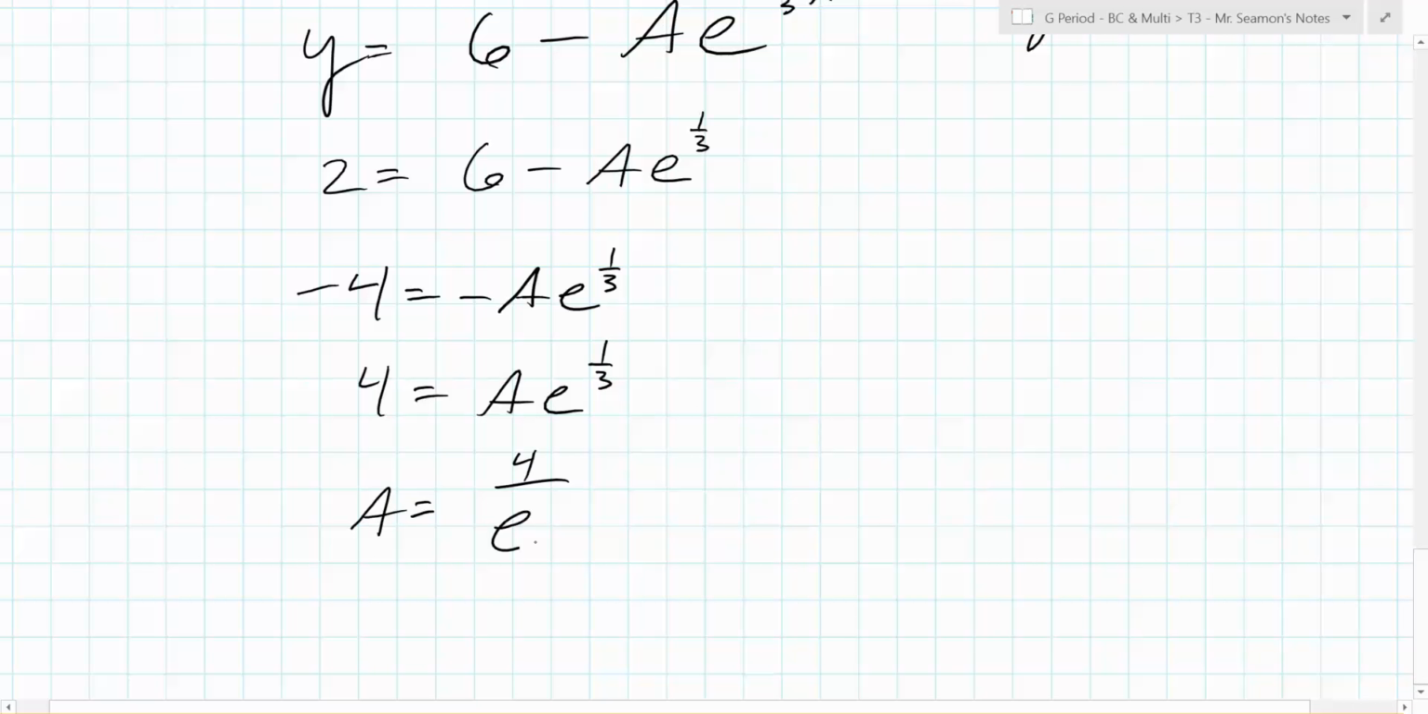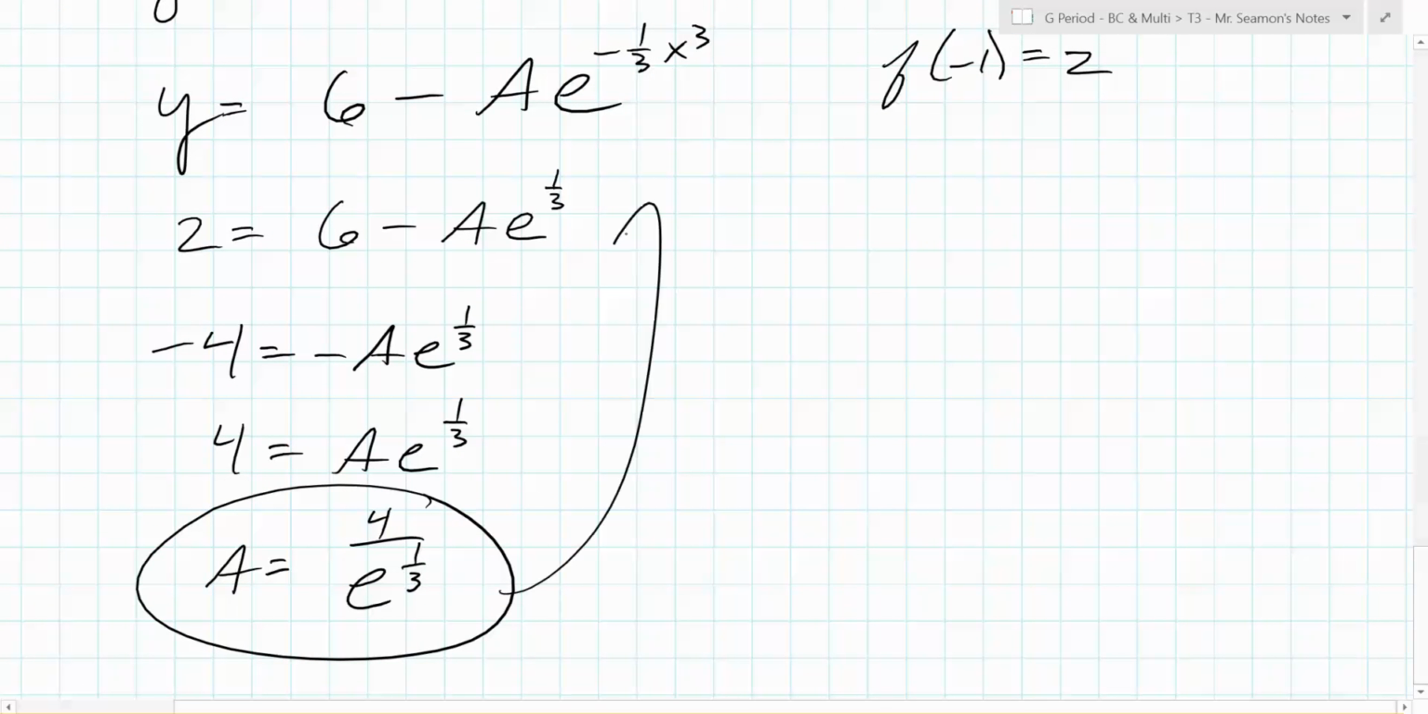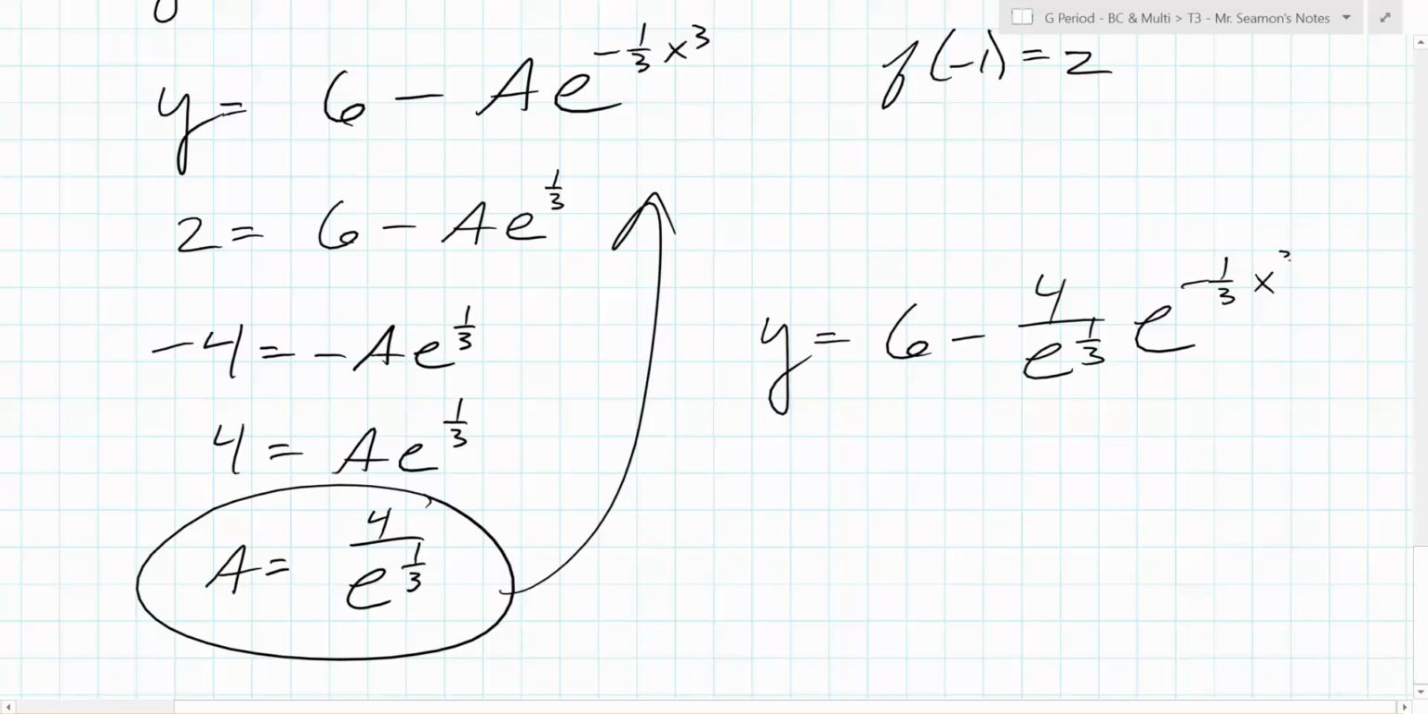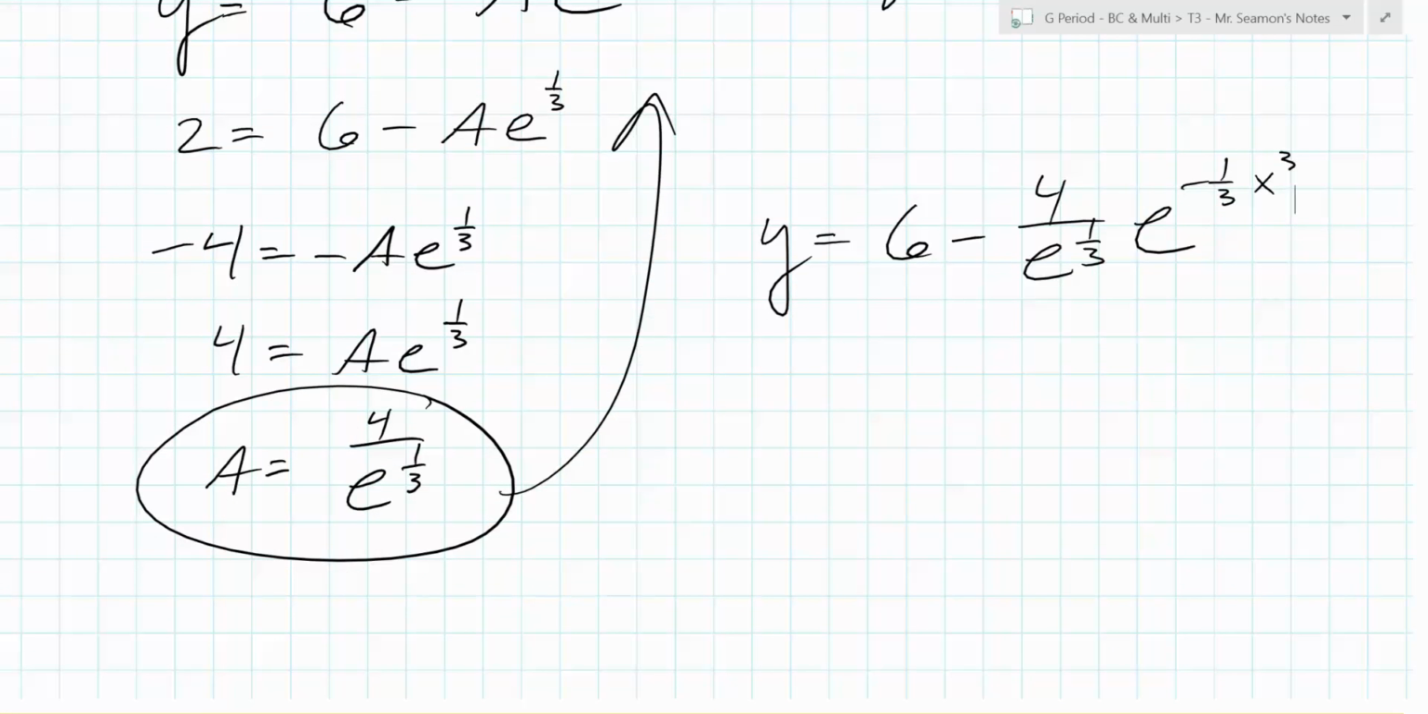4 over e to the 1/3. So then where do you plug that in? y is equal to... It's not as bad as you think, kids. y equals 6 minus 4 over e to the 1/3 times e to the negative 1/3 x what? Cubed. So what can you actually do right here?